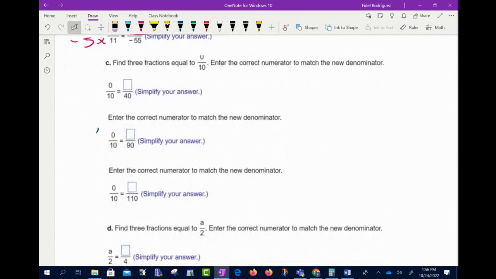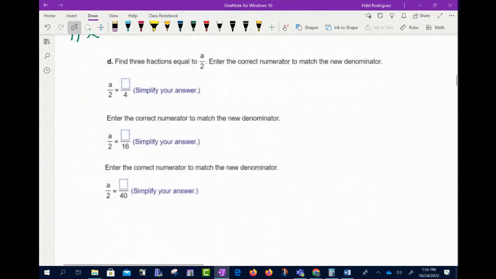And I'm playing the same sort of game here, y'all. So I'm going to say, look, 10 times what is 40? 10 times 4. So 4 times 0 is 0. 10 times what is 90? 9. So what's 9 times 0? Oh, that's still 0. Okay. 10 times what is 110? Times 11. And 11 times 0? Still 0, right?